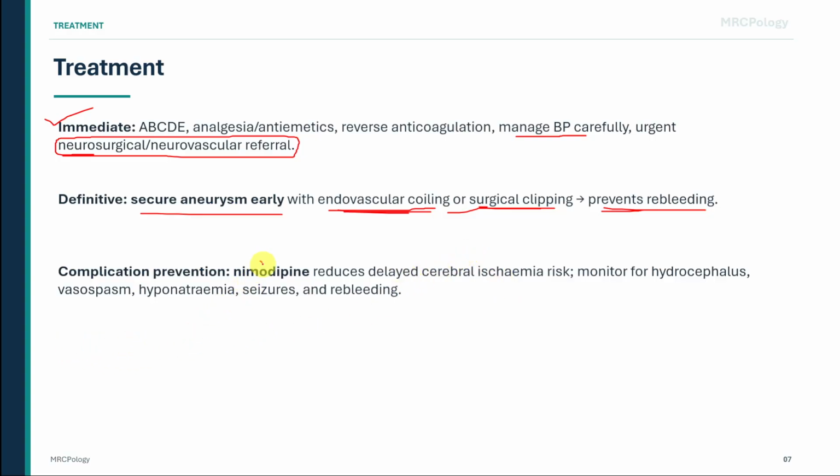Nimodipine is given to reduce the risk of delayed cerebral ischemia. Remember, nimodipine is not mainly treating the initial bleed. It is used to reduce delayed ischemic complications from vasospasm. Patients also need monitoring for hydrocephalus, vasospasm, hyponatremia, seizures, and rebleeding. If you remember one thing, remember this: thunderclap headache is subarachnoid hemorrhage until proven otherwise, and a normal early-looking patient can still deteriorate days later from vasospasm, hydrocephalus, or rebleeding.